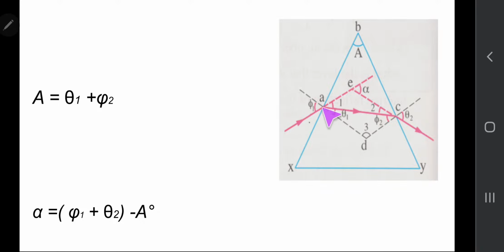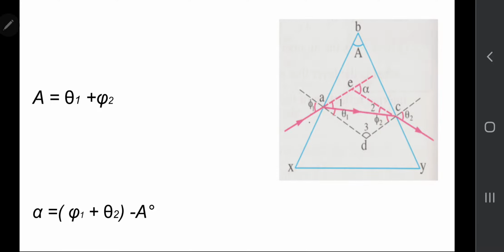When we extend the incident ray and the emergent ray, they make an angle between them, the angle of deviation alpha. Alpha is the angle between the extension of the incident ray and the emergence ray.